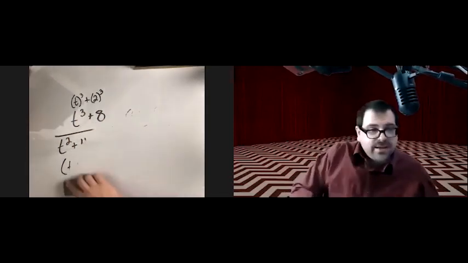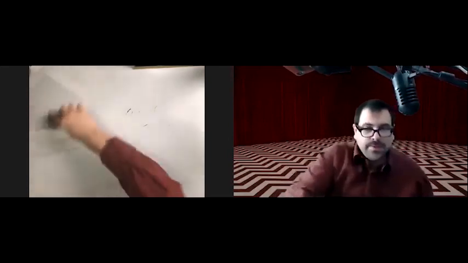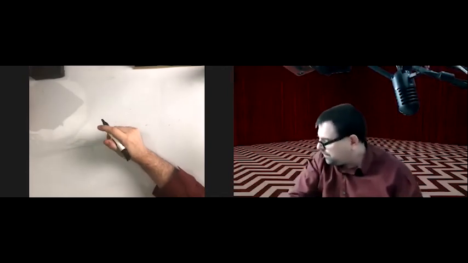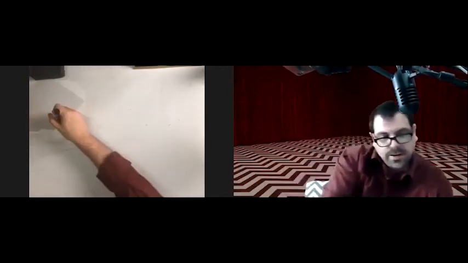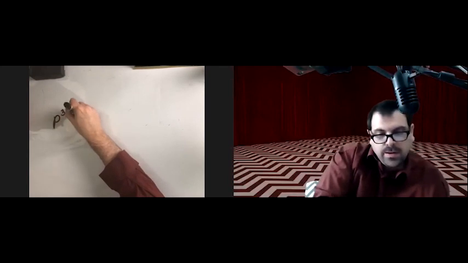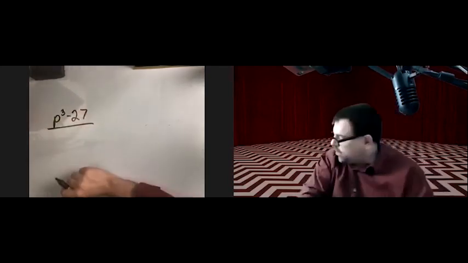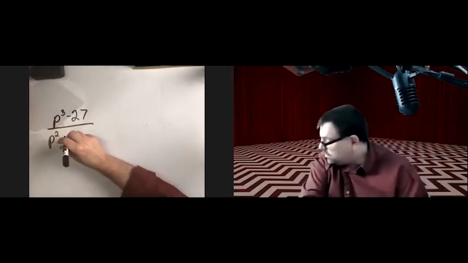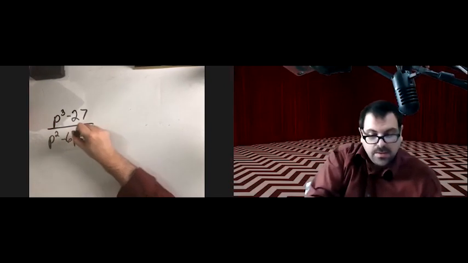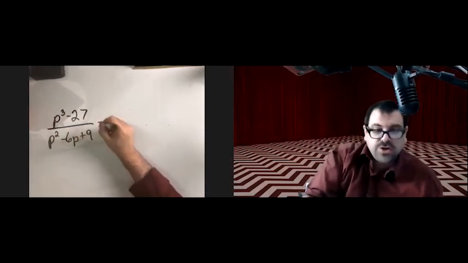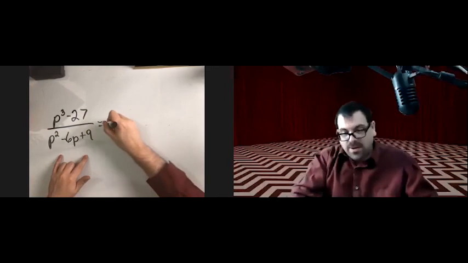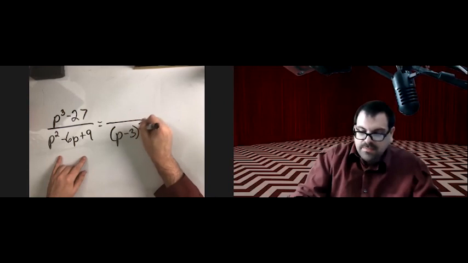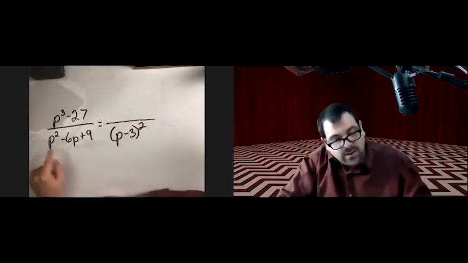Let's do another just like this. Let's take a look at p cubed minus 27 over p squared minus 6p plus 9. When I said just like this, I wasn't kidding. The bottom is a perfect square trinomial. This is p minus 3 squared, actually.